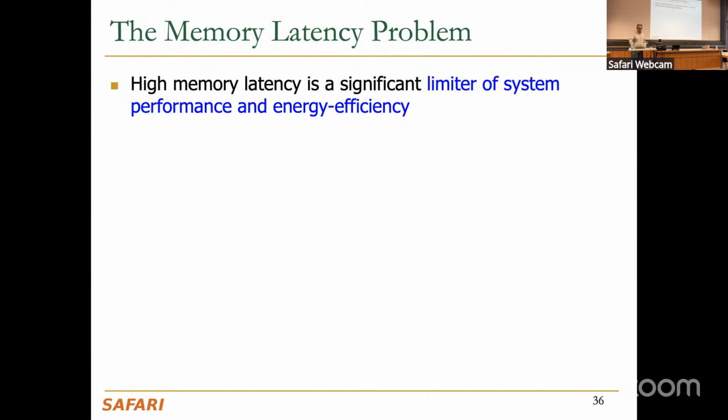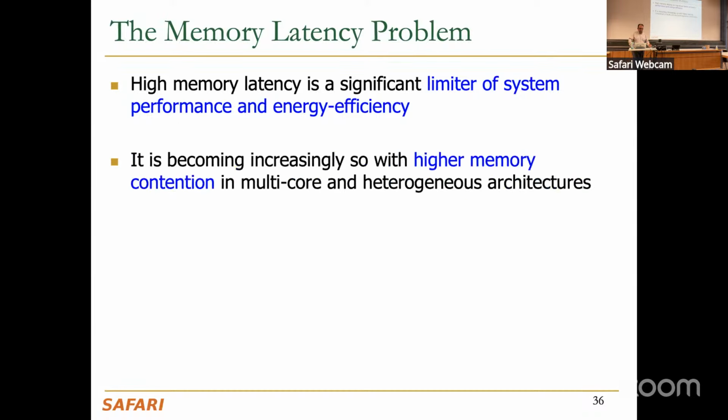So, the memory latency problem. High memory latency is a significant limiter of system performance and energy efficiency, and it is becoming increasingly so with higher memory contention in multi-core and heterogeneous architectures. That's another thing we are observing a lot in multi-core and many-core systems, and you can think of a GPU as a system with a lot of cores. So there is a lot of contention there.